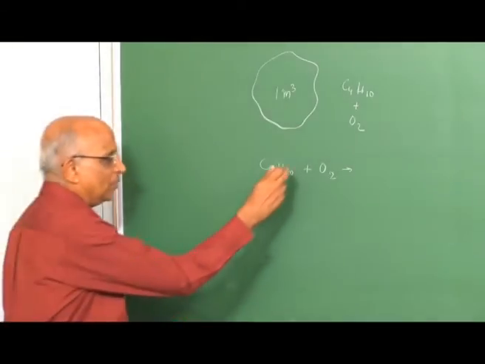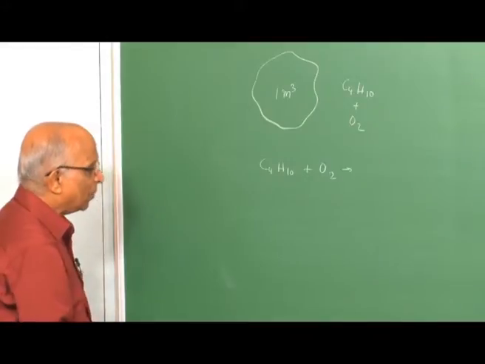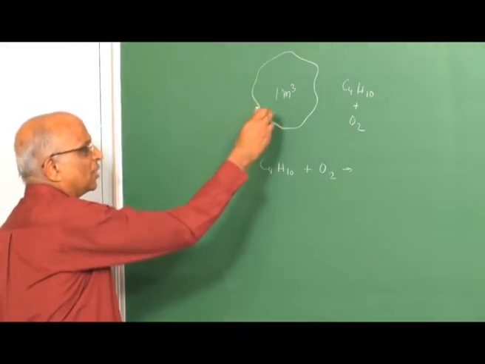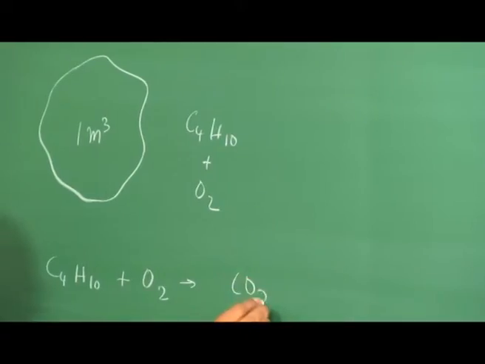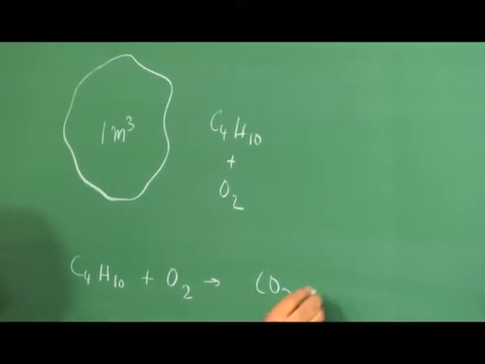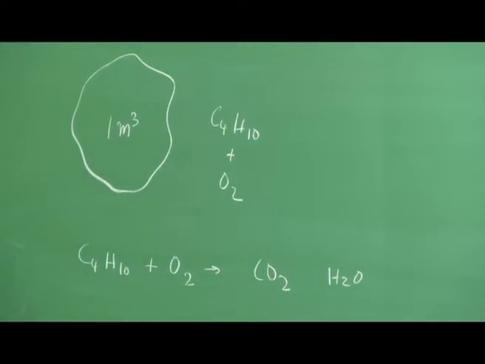Therefore, the first step is we must know what the products are. To be able to determine the products, let us for the first exercise assume that the products are going to be CO2, that means carbon dioxide, and water. We assume this. In the second part, maybe a little later in this class, we will see how to determine what the products are. For the present, we just assume this.